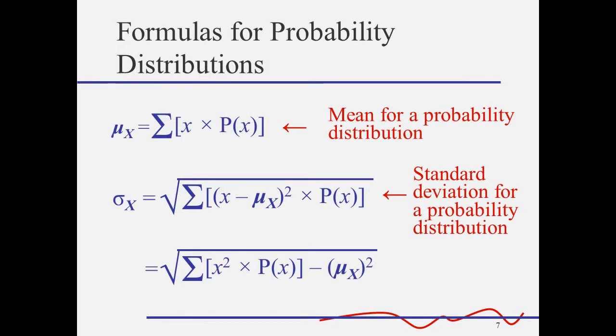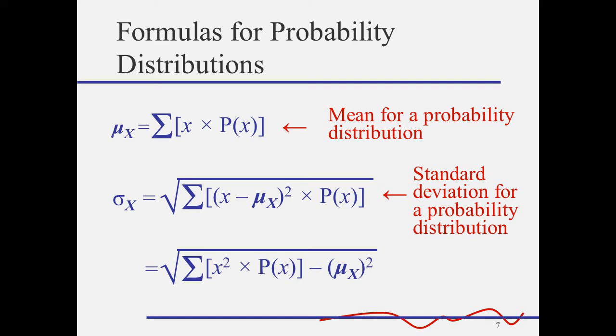For the formula for the standard deviation, I'll use the first form. It is equivalent to the second form, and some people prefer that version, but I'm going to use the first version. The formula says that we'll subtract the mean from every x value, square the difference, multiply that by the probability, and then we add those together. That's our variance, and then we take the square root.